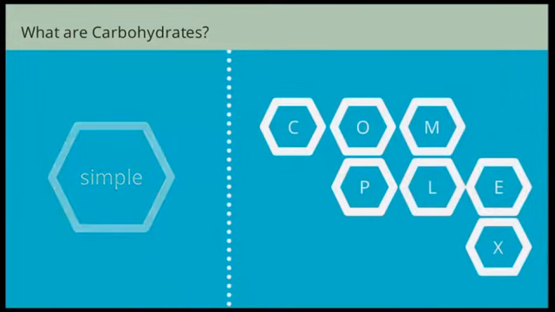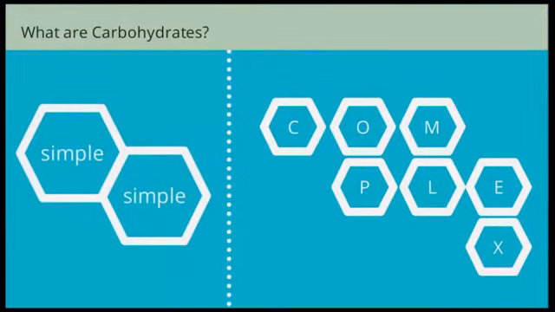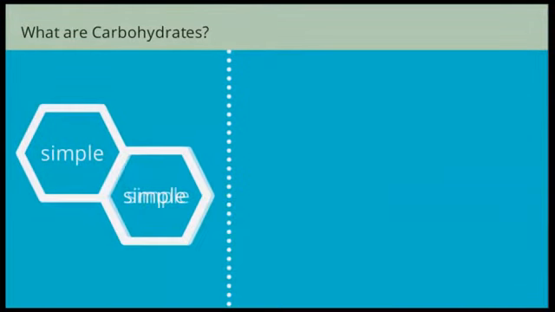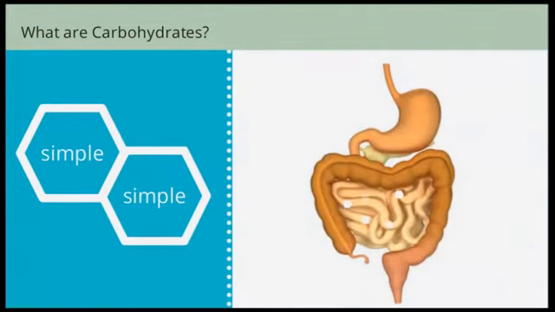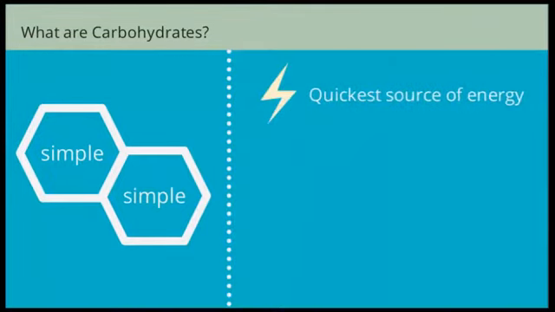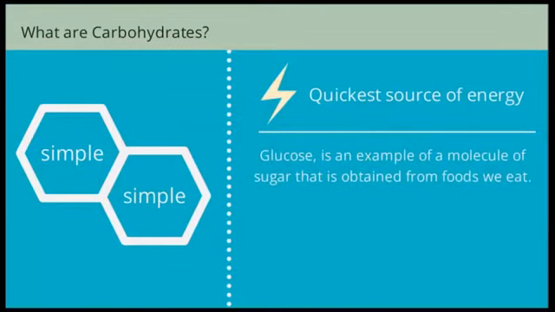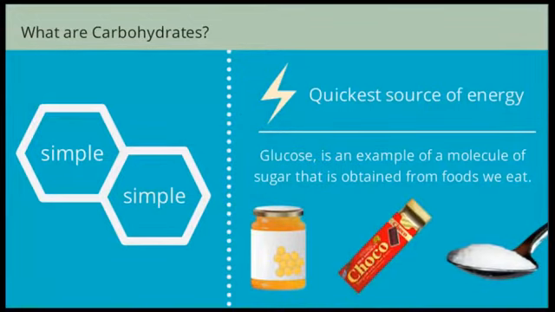Simple carbohydrates contain 1 to 2 units of sugar molecules and, similar to their name, are simply absorbed into the intestinal tract due to the little to no digestion needed by the body. They provide the quickest source of energy. Glucose, which serves as the body's primary energy source, is an example of a molecule of sugar that is obtained from foods we eat. Honey, table sugar, and candy are examples of food sources of simple carbohydrates.